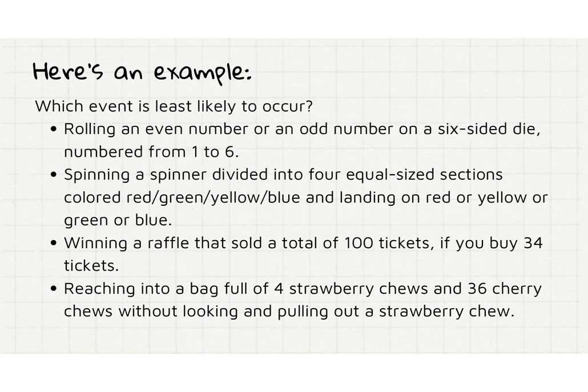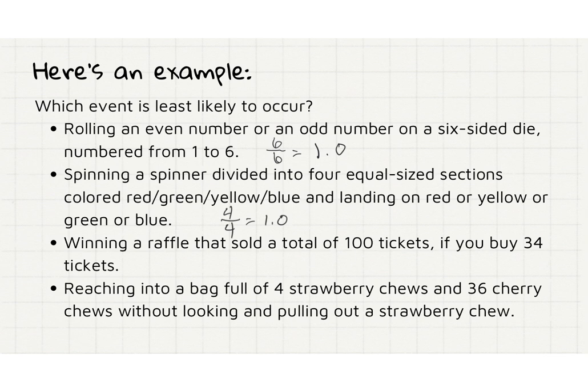In our second example, we're asked to find the event that is least likely to occur. So let's just start off with the first one. We've got rolling an even number or an odd number on a 6-sided die, numbered from 1 to 6. Well, all of the numbers on a 6-sided die are even or odd, so that would be 6 out of 6, which is 1.0. If we spin a spinner divided into 4 equal size sections, colored red, green, yellow, and blue, and landing on red or yellow or green or blue, that's all 4 of my colors out of the 4 possible, so that's a 1.0.